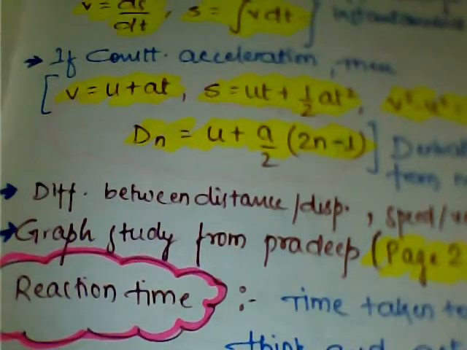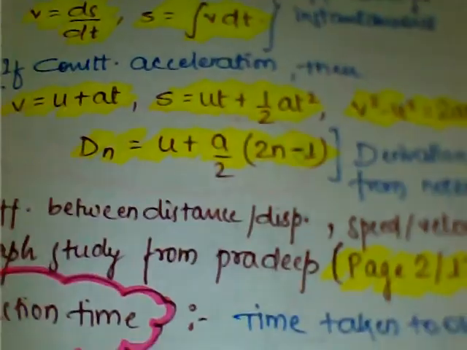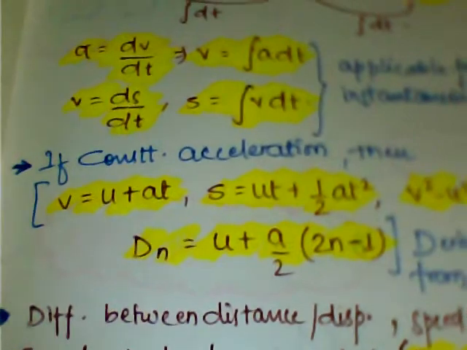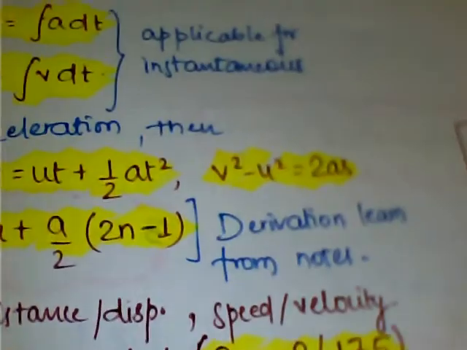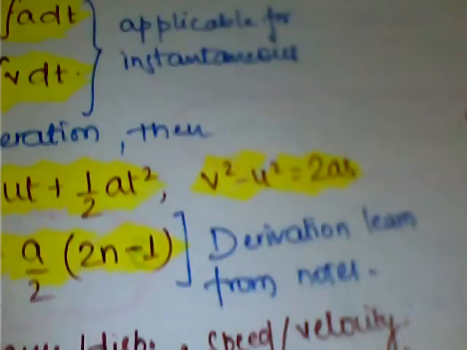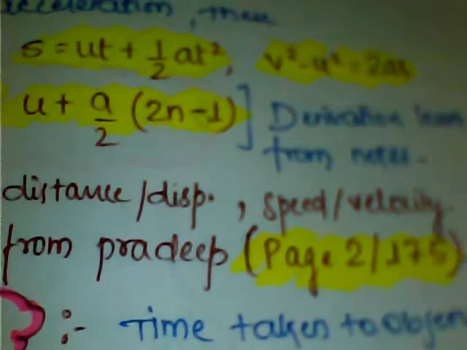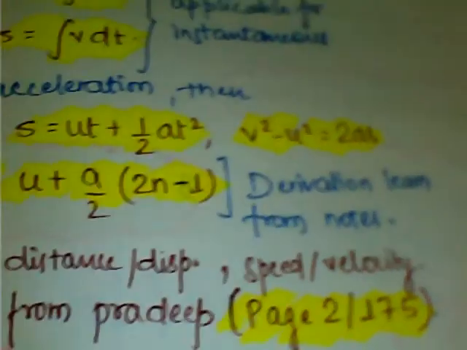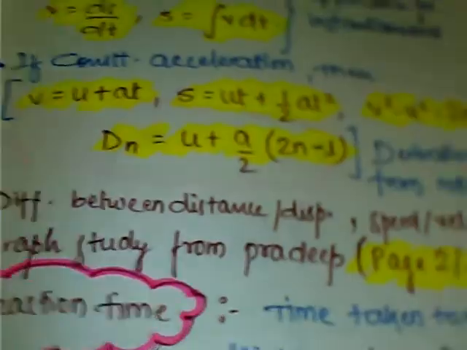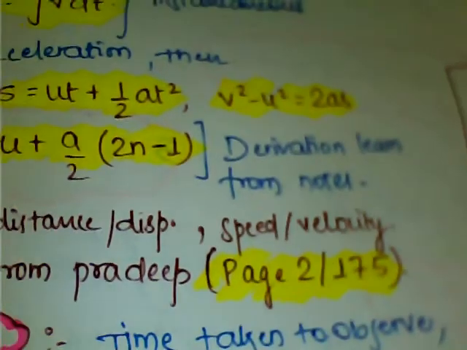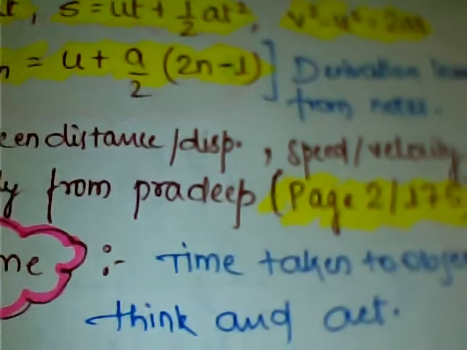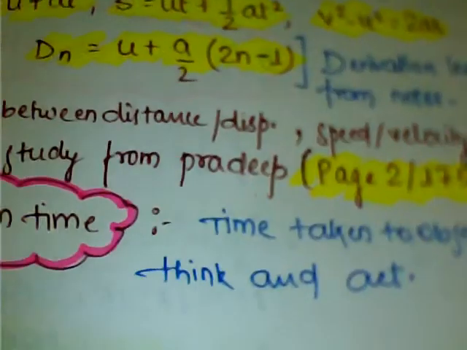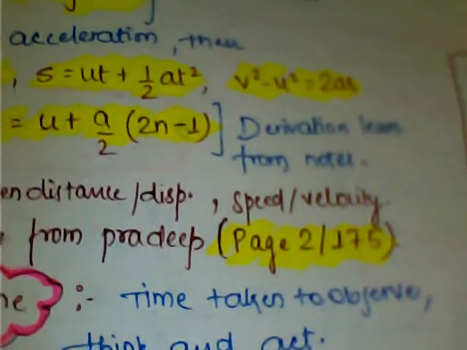The second most important thing is the difference between distance and displacement. As we know, distance is the total path covered by an object and displacement is the shortest path covered. Speed doesn't have direction and is a scalar, while velocity has direction and is a vector quantity. Graph study from Pradeep book, given on page 2/175. And let us know about reaction time. Reaction time is the time taken to observe, think and act. This is called the reaction time.